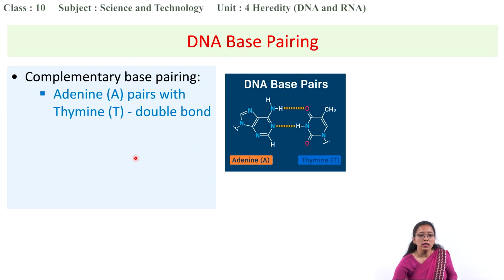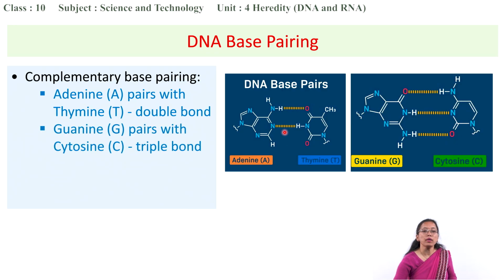There is base pairing. Complementary base pairing: the first one is adenine, which pairs with thymine with a double bond. You can see there is hydrogen bonding between these two nitrogen bases. Adenine binds with thymine with two hydrogen bonds, see, upper one and lower one. This double bond is seen in them.